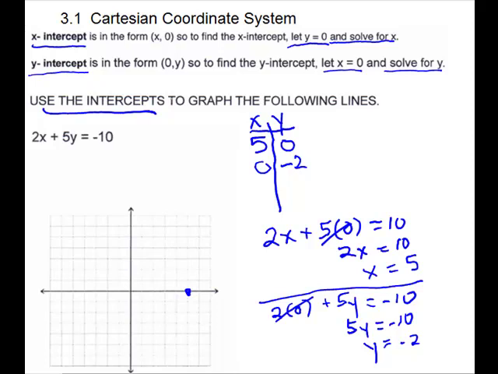X-intercept lands on the x-axis. Then we have 0, negative 2. Go back to 0, 0. It says don't go over, but go down 2. Y-intercept lands on the y-axis. So they did what they're supposed to by definition. So we will connect the dots for our line.